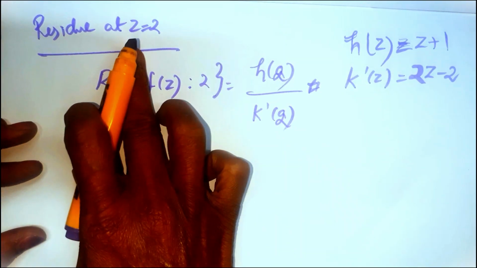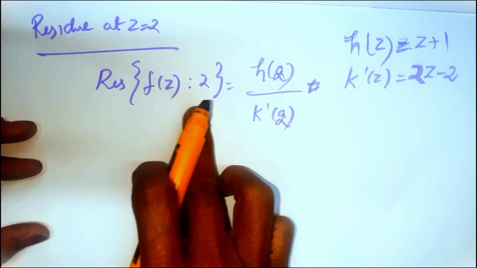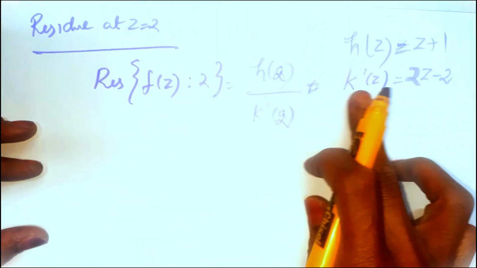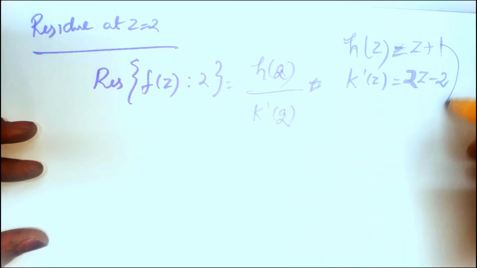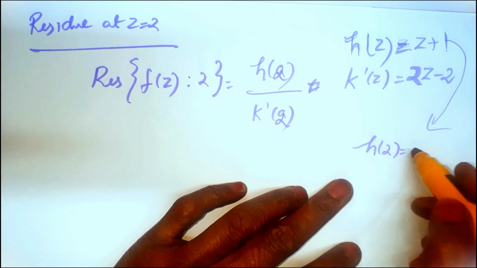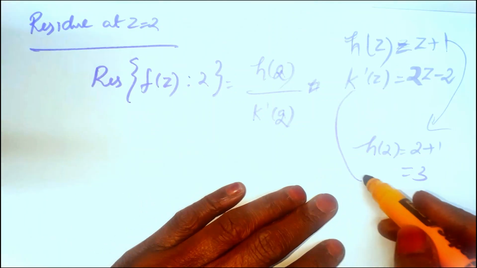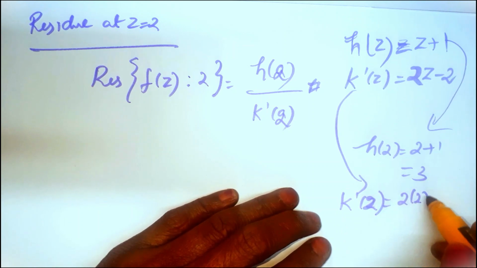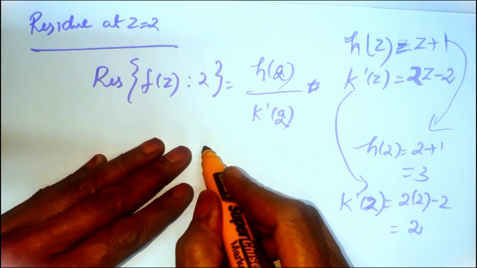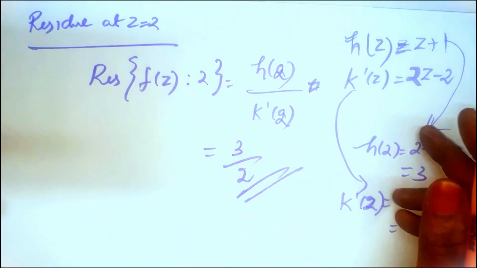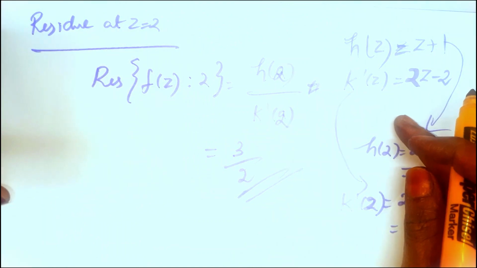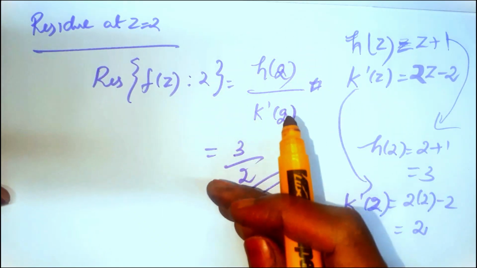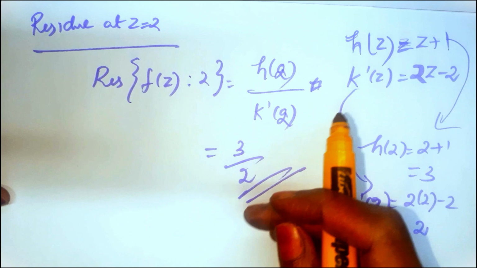So next term is residue at the pole z equal to 2. So residue of f of z at the pole 2 is equal to h of 2 by k dash of 2. h of z is z plus 1. K dash of z is 2z minus 2. So h of 2 we have to calculate. H of 2 is equal to 2 plus 1, which is 3. And k dash of 2. K dash of 2 is equal to 2 into 2 minus 2, which is 4 minus 2, 2. So which is equal to 3 by 2. So the same answer which we got using the previous method. So either method we can apply if we have a numerator by denominator of the form h of z by k of z, we can apply this.